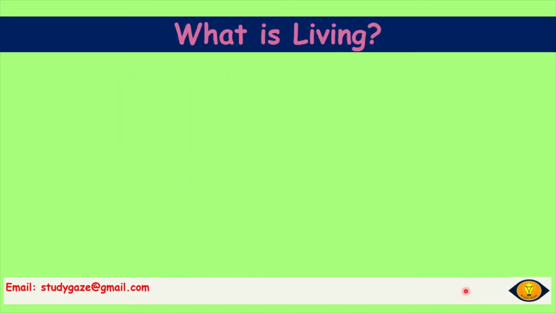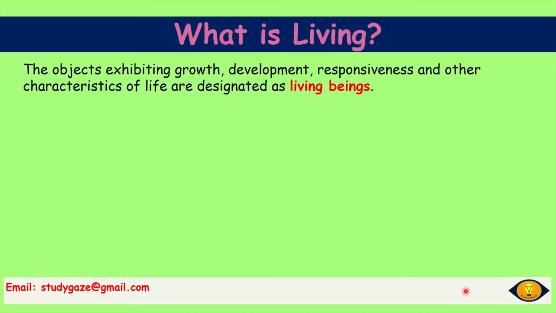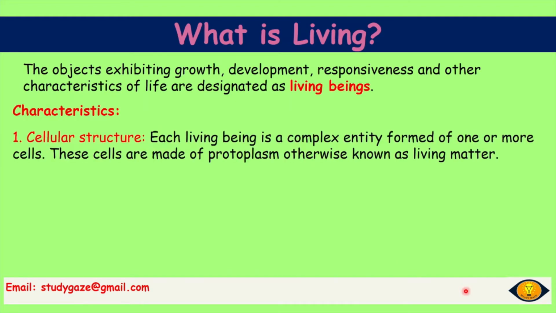So what is living? The objects exhibiting growth, development, responsiveness, and other characteristics of life are designated as living beings. What are the characteristics of living beings? Number 1. Cellular structure. Each living being is a complex entity formed of one or more cells. These cells are made of protoplasm, otherwise known as living matter.